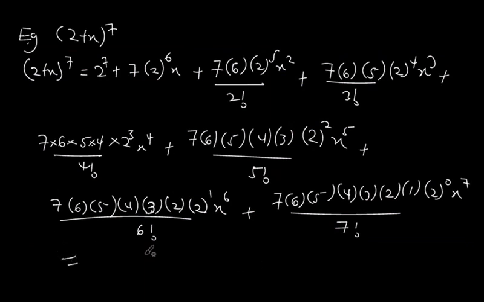Okay, so all of this now will be equal to, now 2 raised to the power 7 will give us 128, then plus, if you expand 7 times 2 raised to the power 6 will give us 448x, plus the whole of this 7 times 6 times 2 raised to the power 5 divided by 2 factorial, which is 2 times 1, will give us what, 672x squared, plus 7 times 6 times 5 times 2 power 4 divided by 3 factorial, which is 3 times 2 times 1, will give us what, 560x cubed.